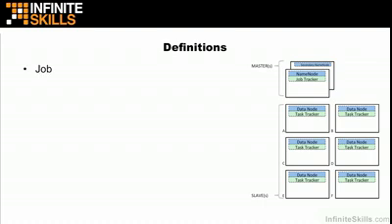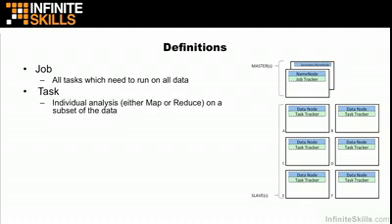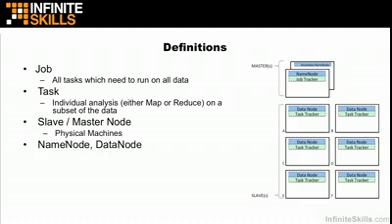First up, a job. A job is all the tasks which need to run on all the data. This includes the MapReduce code, as well as the HDFS data inputs that we're going to analyze. A task is a single piece of individual analysis, either a map task or a reduce task that occurs on a subset of the data. Slave and master nodes are physical machines. This is very easy to confuse with these name nodes and data nodes. Just realize that the name node and data node are the individual JVM daemons that run on those physical machines.